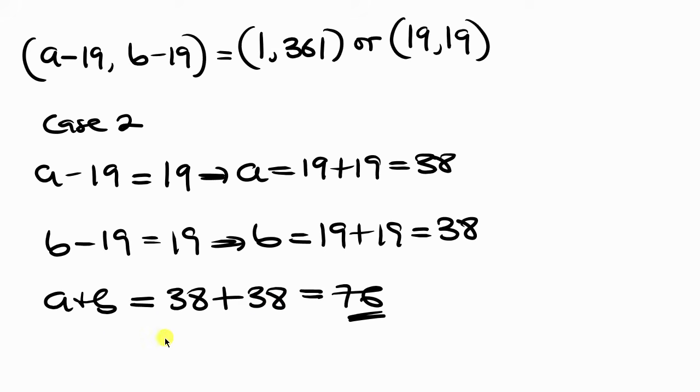So we've got two values for A plus B, which are 400 for the first case when A and B are not equal, while we got 76 when A and B are equal.